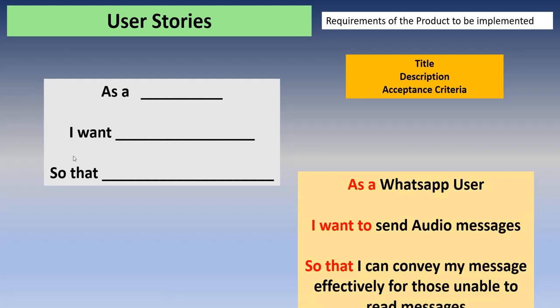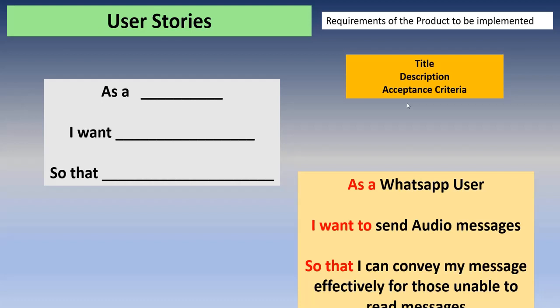Right. So in user stories, basically you have three sections. One is title, description, and acceptance criteria. So title is the same, which we have discussed right now. Description means we need to mention some elaborated details about this particular requirement. Then acceptance criteria, that is the main thing.